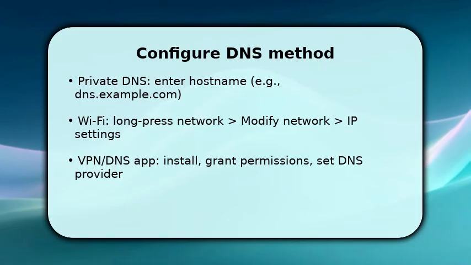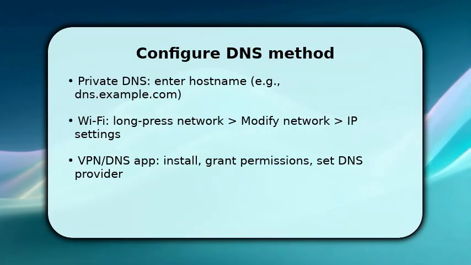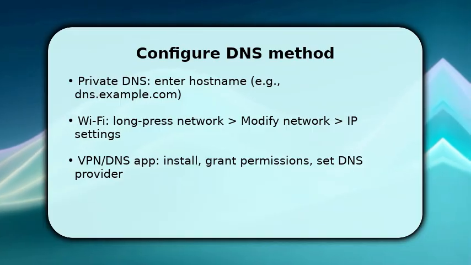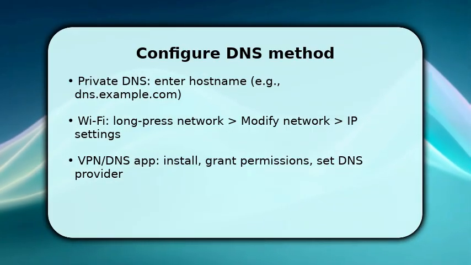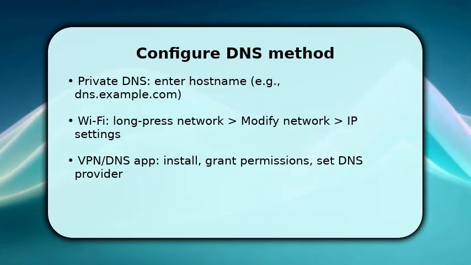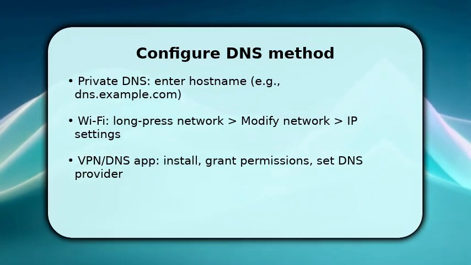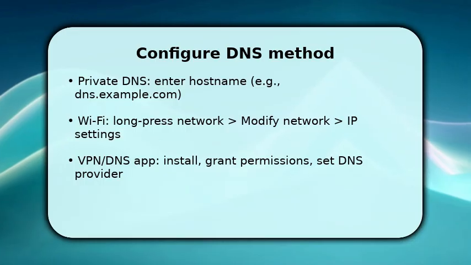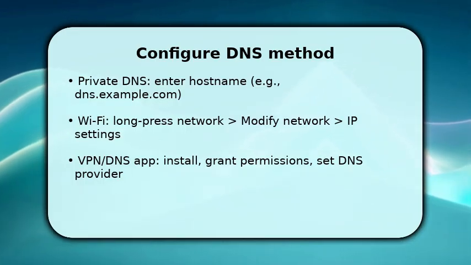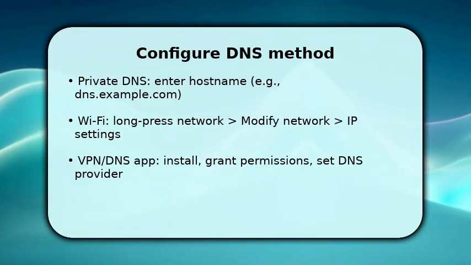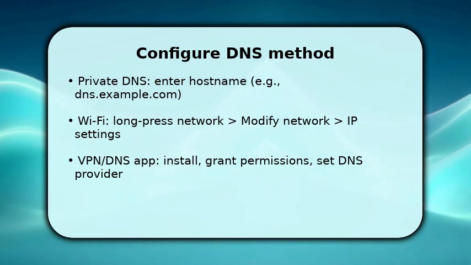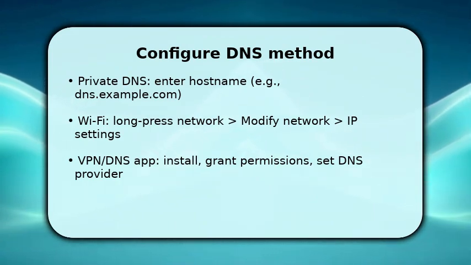Now you configure the chosen DNS. For private DNS, tap Private DNS and enter the provider hostname like dns.example.com. This enables DNS over TLS system-wide. For Wi-Fi only, long press the network, choose Modify Network, set IP settings to static if needed, then enter DNS1 and DNS2. If you prefer per-app control, install a trusted DNS/VPN app, grant the VPN permission, and select your resolver. Make sure to save settings and reconnect so changes take effect.